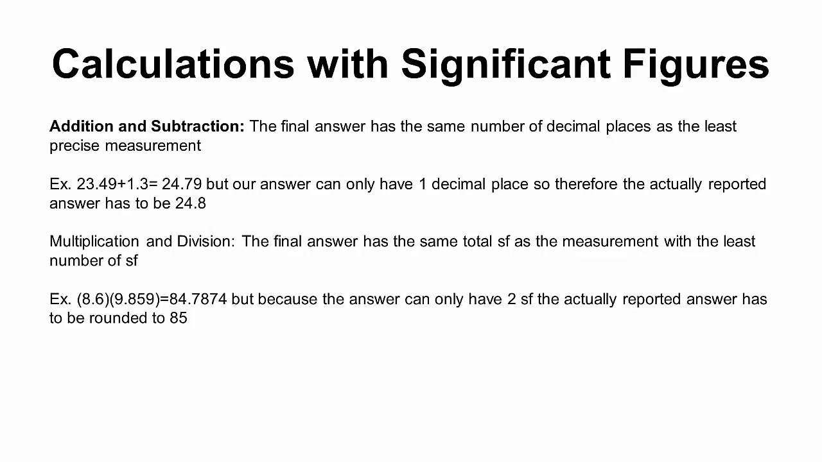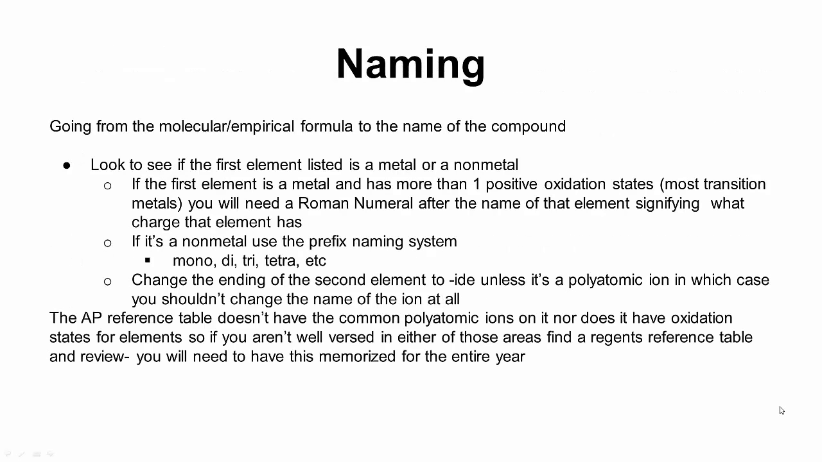Multiplication and division. The rule is the final answer has the same total sig figs as the measurement with the least number of sig figs. If you look at the example problem, we have 8.6 multiplied with 9.859. Because 8.6 is the least precise measurement because it only has 2 sig figs, your final answer can only have 2 sig figs. This means you have to round your actual answer of 84.7874 to 85.